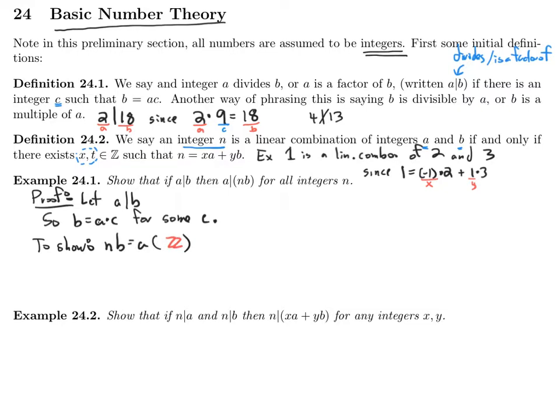Again, this looks very similar to proofs where numbers are even, because even just means divisible by 2, or 2 divides that number. We're just not using 2 now, we're using some other number, a. Okay, so let's go ahead. Let's consider n times b.